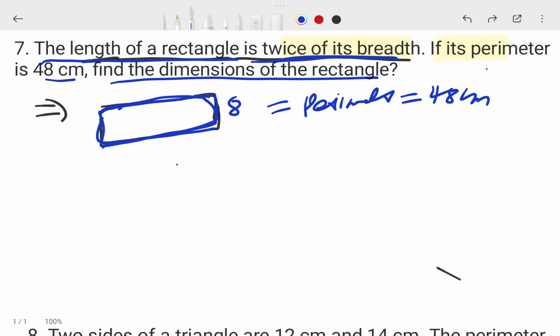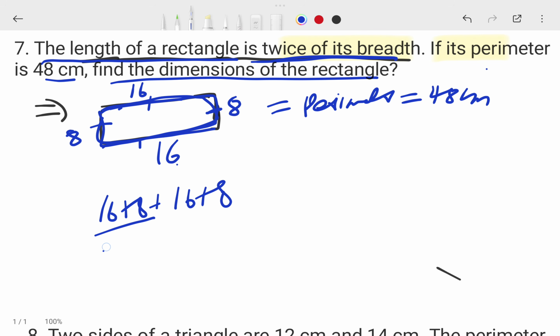So what will the length be? It's going to be 16, and the opposite side is also 16. Now add all of this. 16 plus 8 is 24, and the other pair is also 24. Now add, it's going to be 48. So we found it.